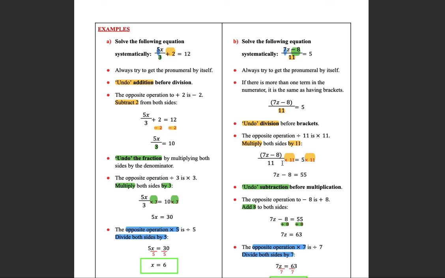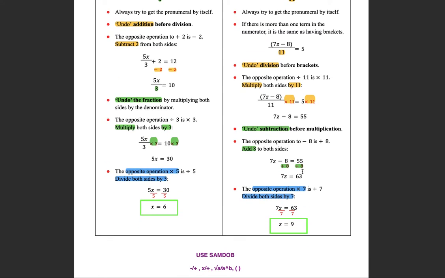The divide by 11 and multiply by 11, they cancel each other out, which is really nice. And then we end up just with what's left in this bracket. So 7z minus 8, and then 5 times 11 gives me 55. We then undo subtraction because we have minus 8 here, and we do that by adding 8 to both sides. So again, these two will cancel each other out, and then 55 plus 8 gives me 63.